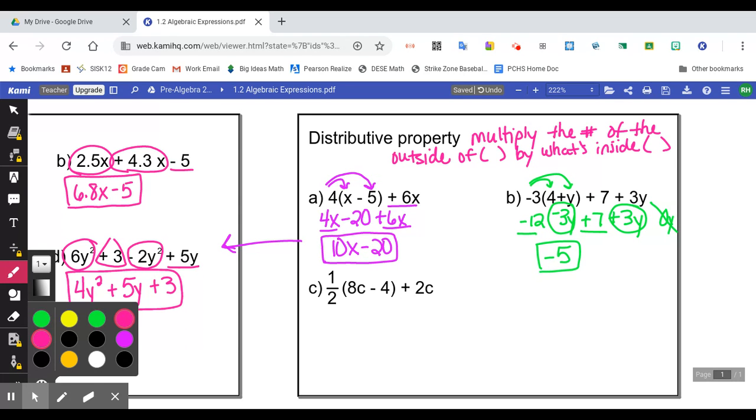Last one down here. We've got 1/2. So don't let the fractions scare you. 1/2 is simply taking half of the number. So half of 8c would be 4c. Half of negative 4 is negative 2. I didn't do anything to 2c, so I'm going to drop it straight down. Okay. Then I'm going to combine like terms. So 4c and 2c gives me 6c, and negative 2 we didn't touch. So that one is there.